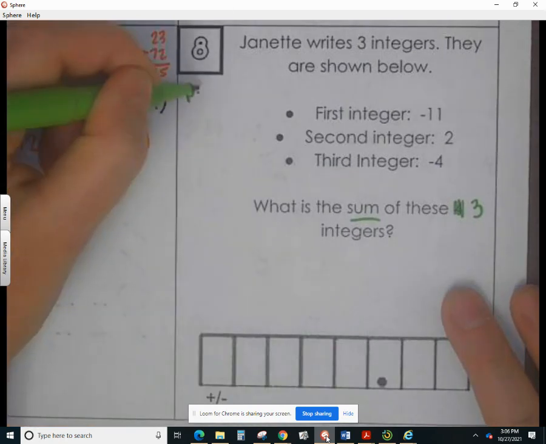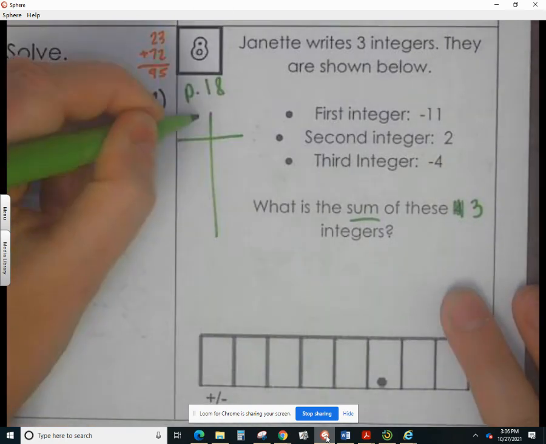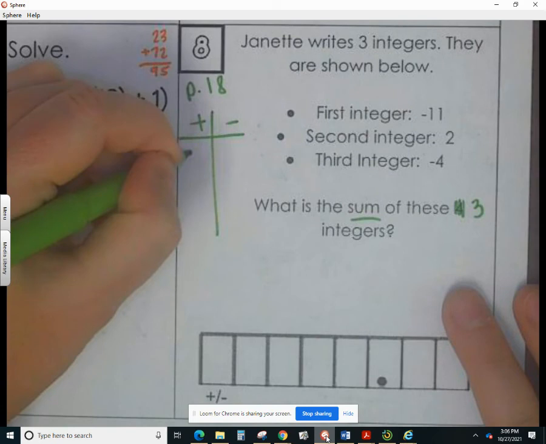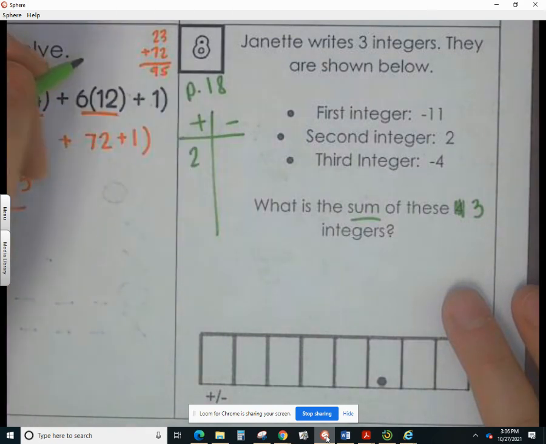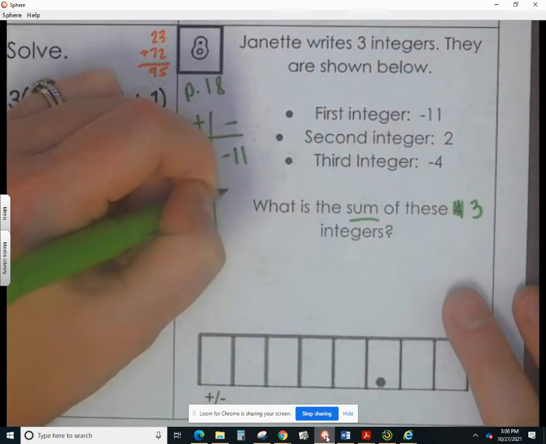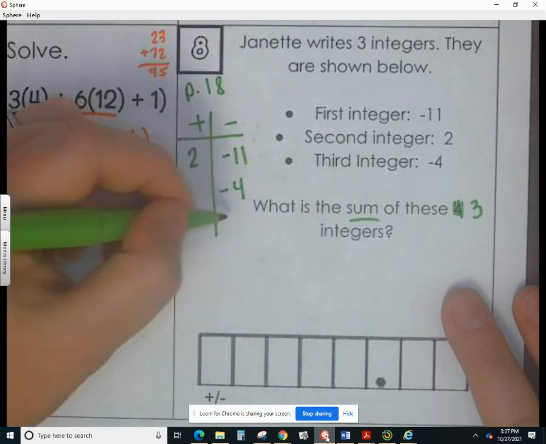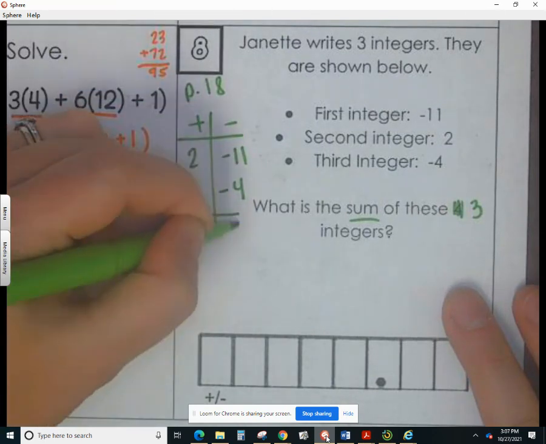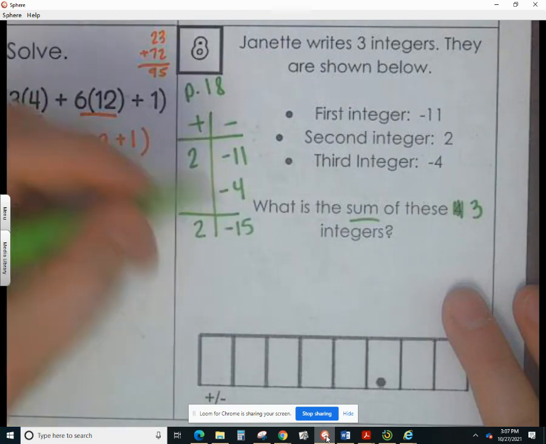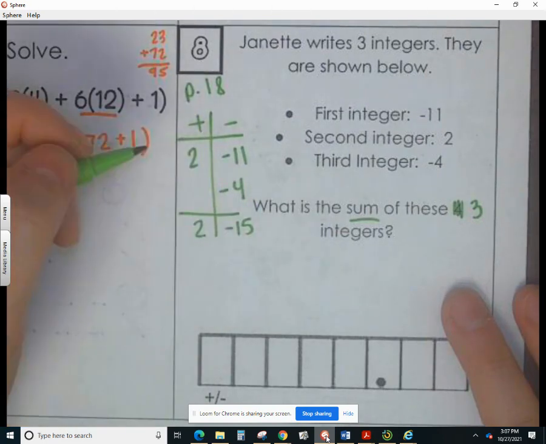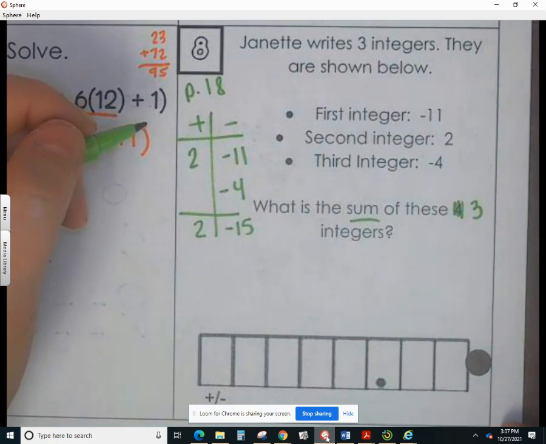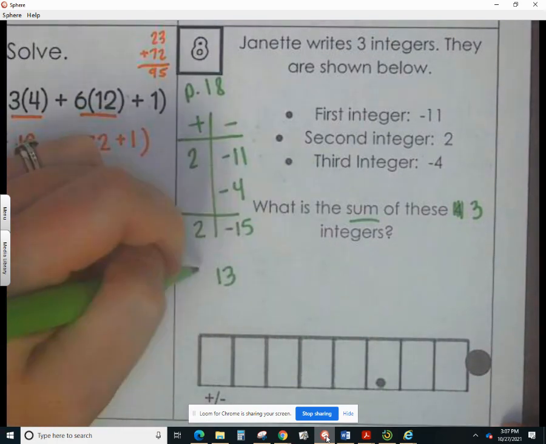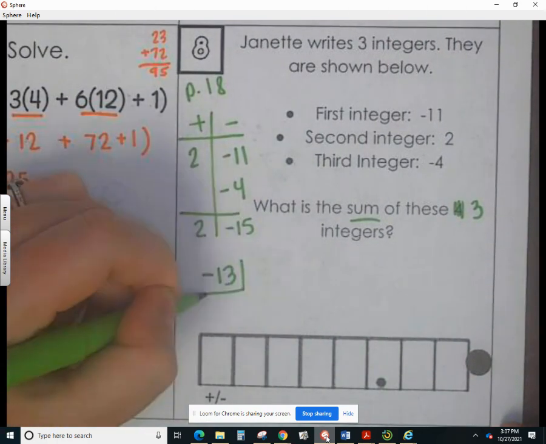Again, this is on page 18, where you could find how to make a T-chart. We've got just 2 under positives, and we've got negative 11 and negative 4 here. We total up our positives and negatives. So we just had the 2, but this totals to negative 15. Once you get down here, you have different signs. Different signs, we find the difference, which is 13, and we have more negatives. So our answer is negative 13.